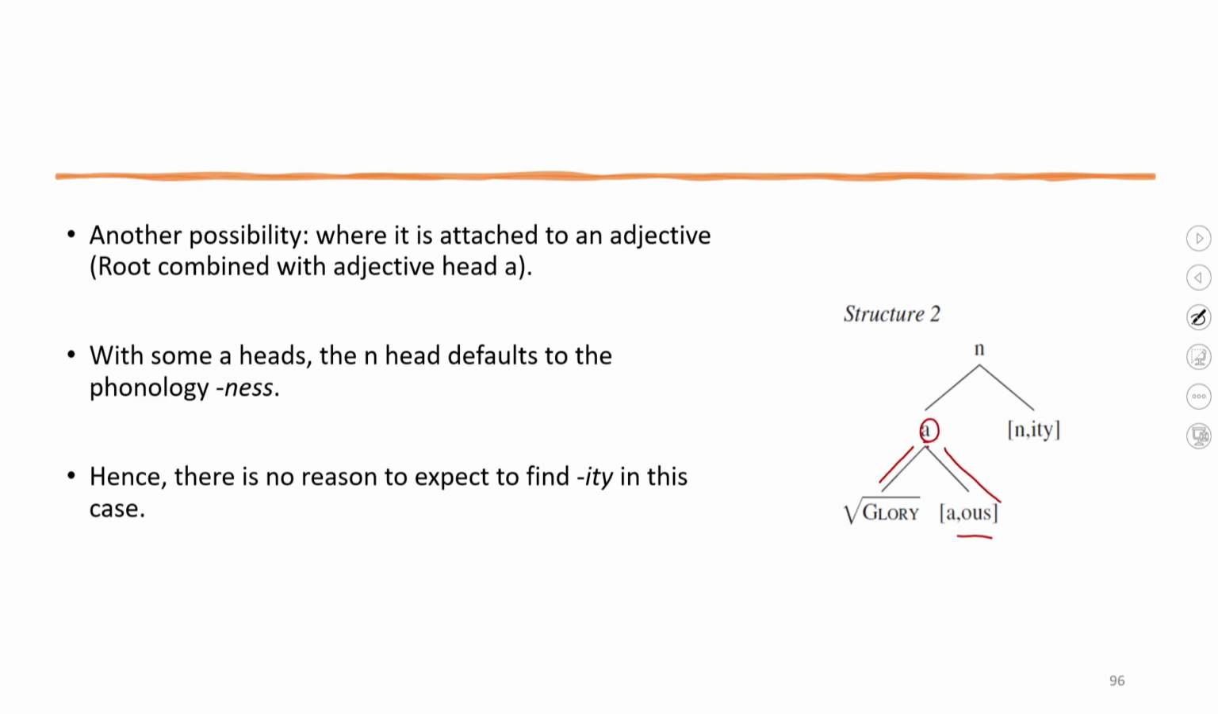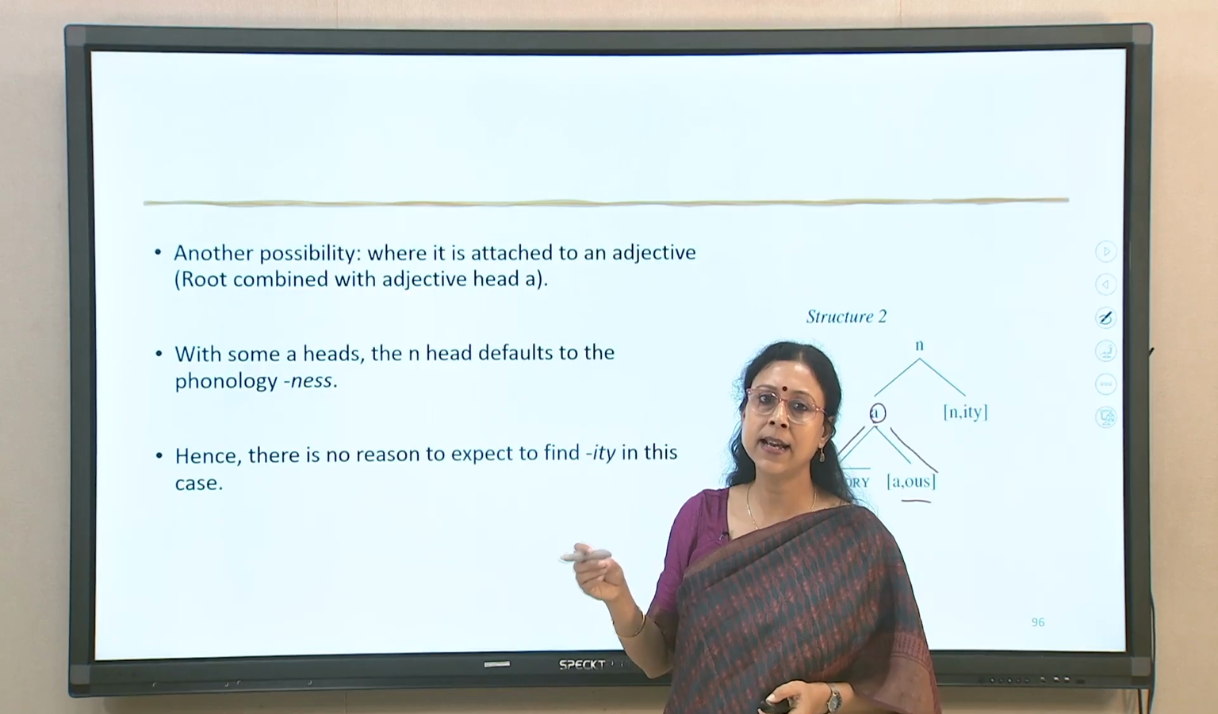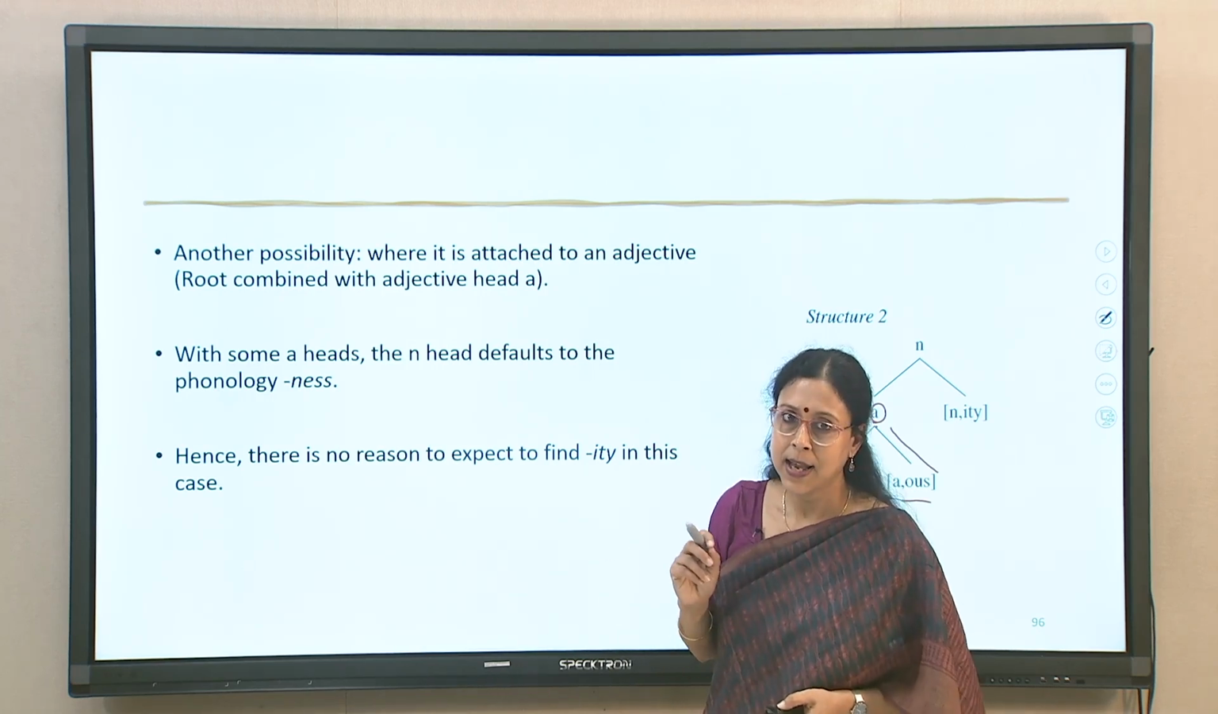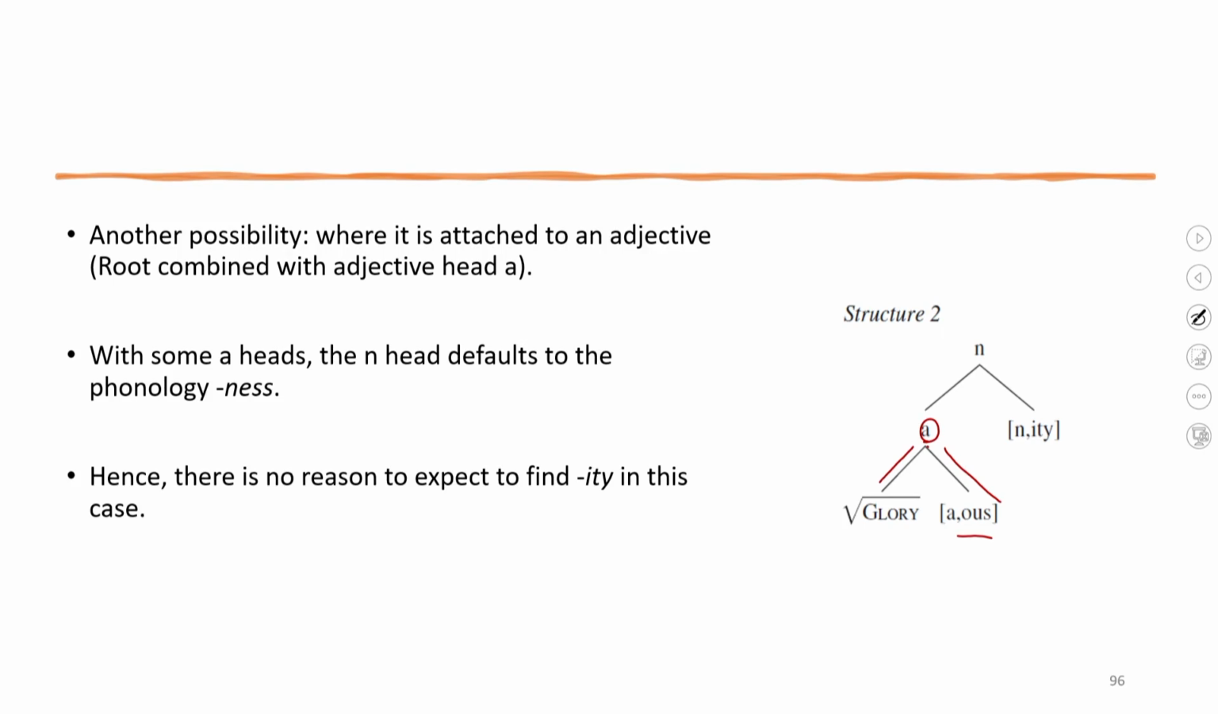With some heads, the n head defaults to the phonology ness. This is also dependent on what can attach to what. So, the n heads default to the phonology of ness, not to the phonology of ITY. Hence, there is no reason to expect to find ITY in this case either. Whether you look at it from this kind of structural form or from the previous one, there are two possibilities following certain theoretical positions. So, there this simply is not allowed.